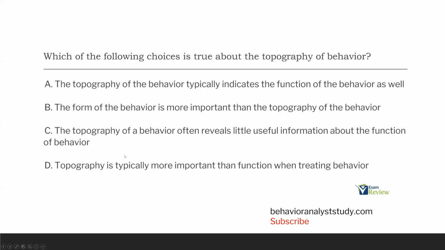And then D, topography is typically more important than function when treating behavior. Of course not. Function is number 1. It's going to be the most important. It's what we need to identify early before we start treating behavior. So, which of the following choices is true about topography? Well, the topography of a behavior often reveals little useful information about the function of behavior.